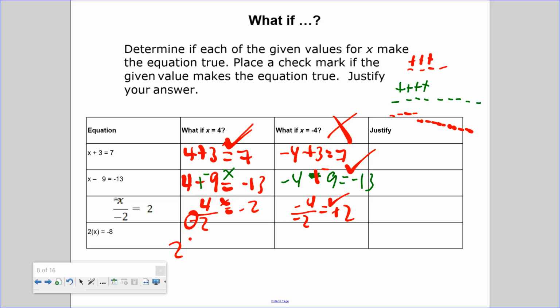Last but not least, 2 times x, replace the x with 4. 2 times 4 is 8. Not. 2 times negative 4 equals negative 8. Let's see, 2 groups of negative 4. The opposite is negative 8. So what we just talked about is an equation. This is equal to that. In here, can you substitute or replace the x or the variable with the given number? Will it equal or not? Equation.